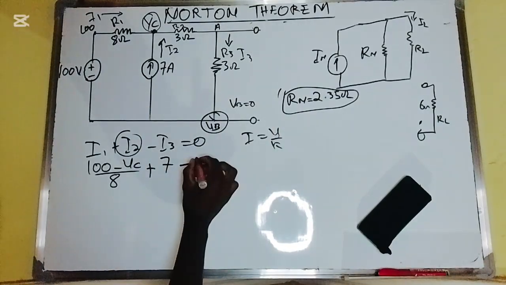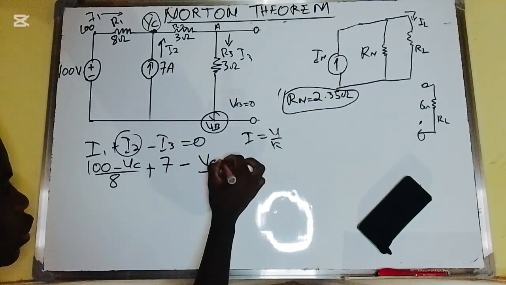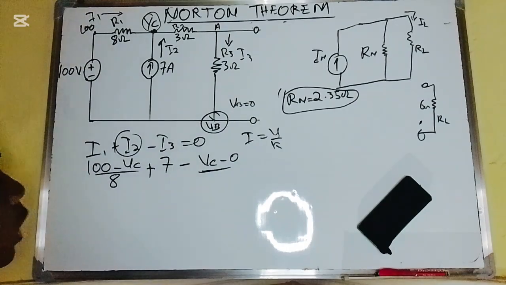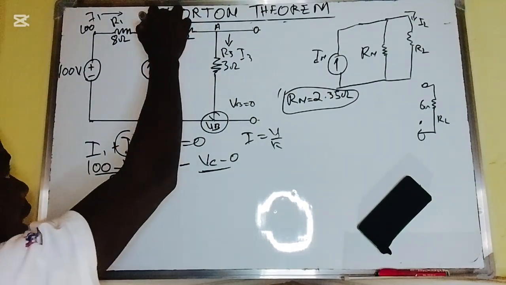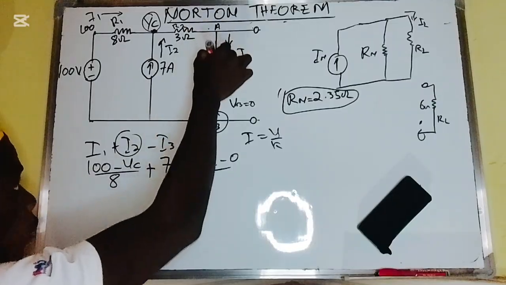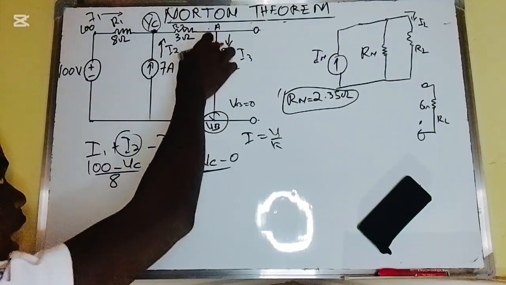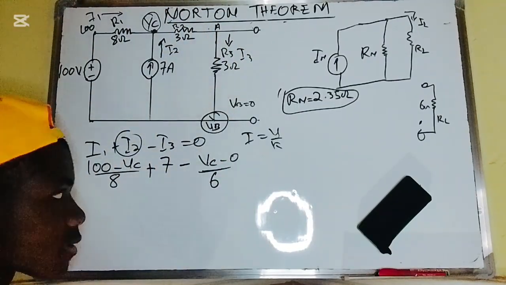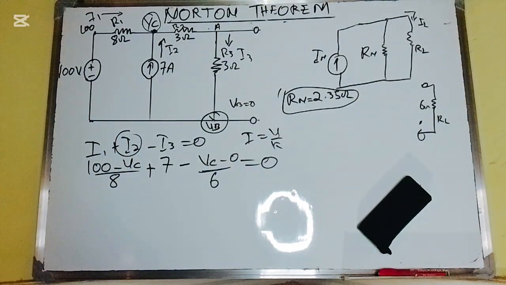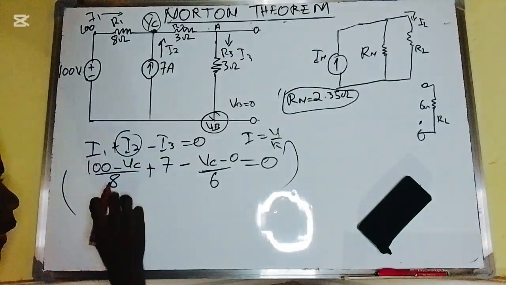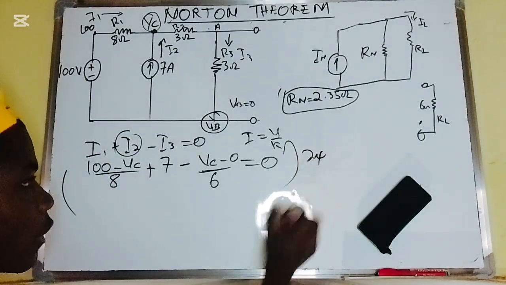So therefore I have to say VC minus 0 divided by the value of the 3 ohm resistance. But these resistances are in series, because the current should now go off to 3 ohm. It starts from here. So therefore I have 3 plus 3, which is 6, and all should now be equal to 0. The next thing I'm going to do is multiply both sides by the LCM of this, which is 24.